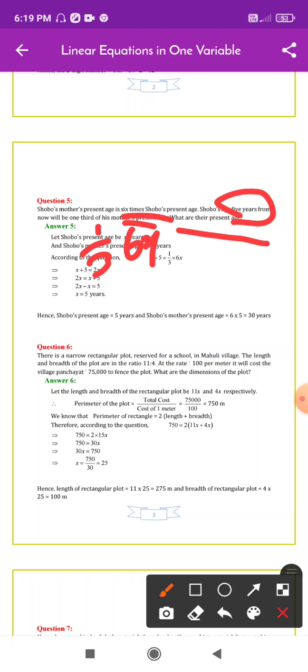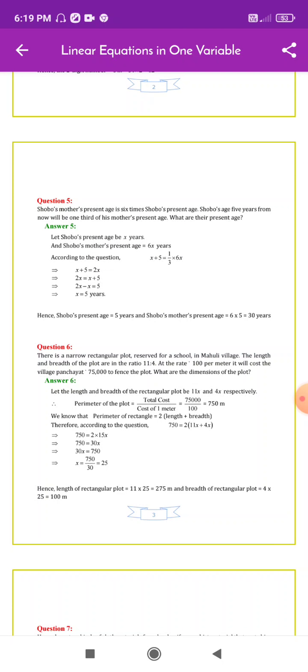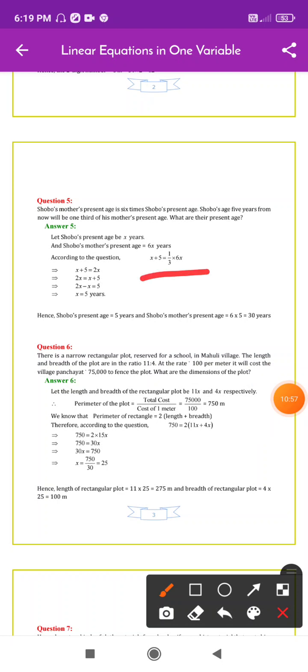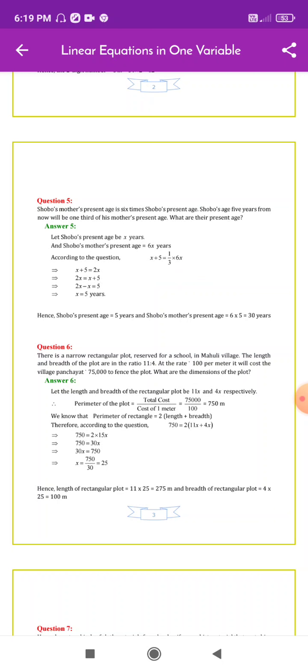His present age is x, plus 5 has come. So this way we are making the equations. Have you understood? Now see, we have made the equation. This one: x plus 5 equals to 1/3 into 6x. Now what do we have to do, student? Can you tell? See, first just cut the numbers here, or we can transfer this number to this side also. So first you have to do this. See how it is done.